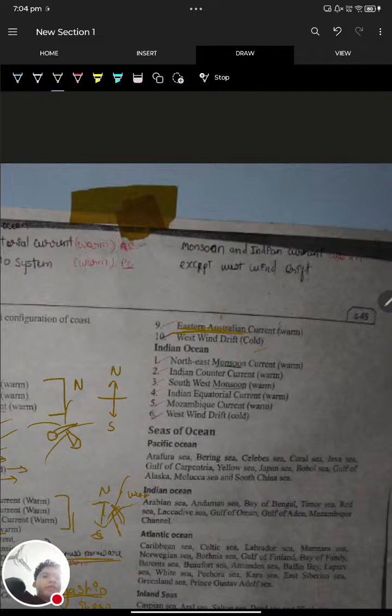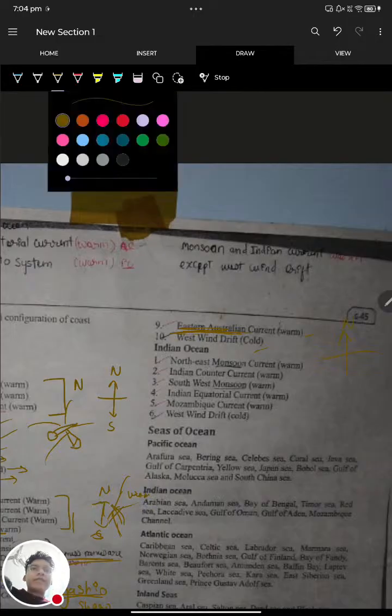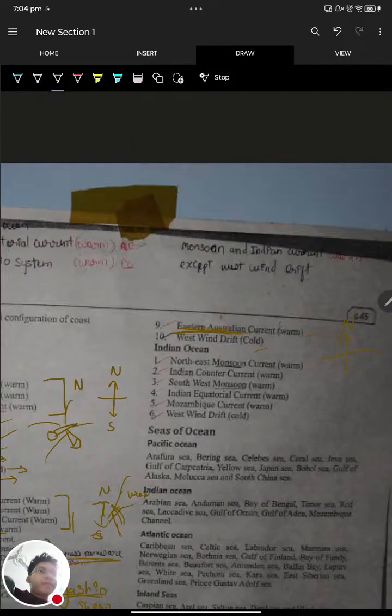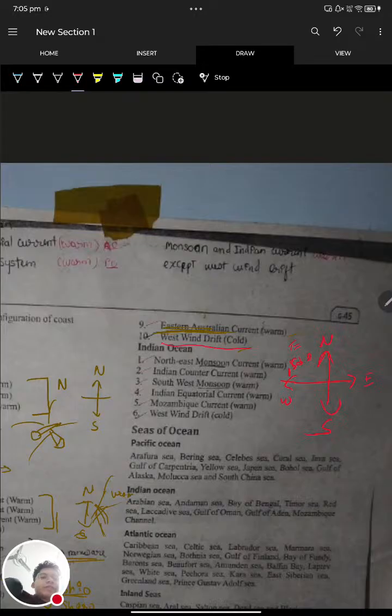Now Western wind drift. So like this is north. Wait, is this color not visible? Let me do this. This would be better. So this is north, this is south. Now this is west, this is east. When you go to the west side, you get more cold, like places in Europe and all that. So remember west wind as cold.